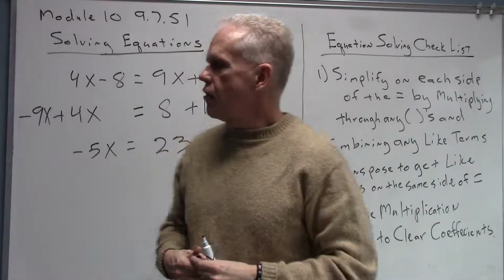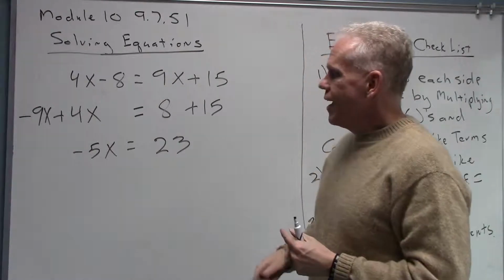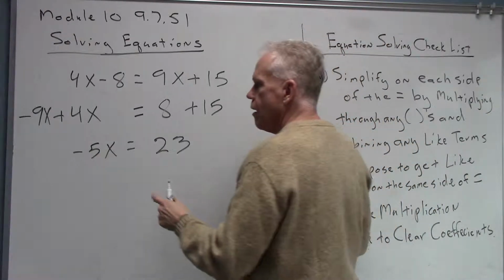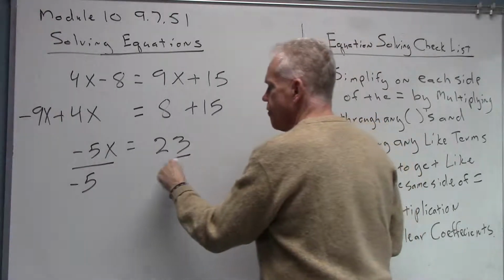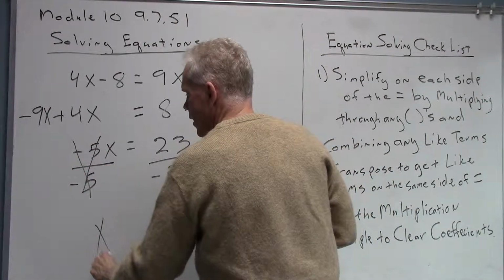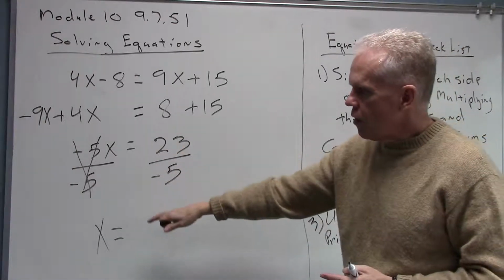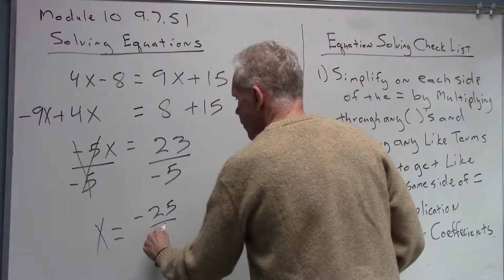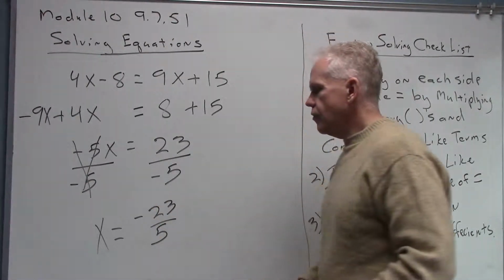And now number 3, multiplication principle to clear up any last coefficients to get that x by itself. I need to get that negative 5 off that x. That's a coefficient. To get that off, I'm simply going to divide it by negative 5. And if I divide over there by negative 5, I've got to divide over here by negative 5. All right, now when I do that, I'm just going to get x on the left side. X. Okay, so I have accomplished what I wanted to. I've got x by itself. Now my answer, negative 23 fifths. Oop, I wrote it wrong, didn't I? I wrote 25. Negative 23 fifths.